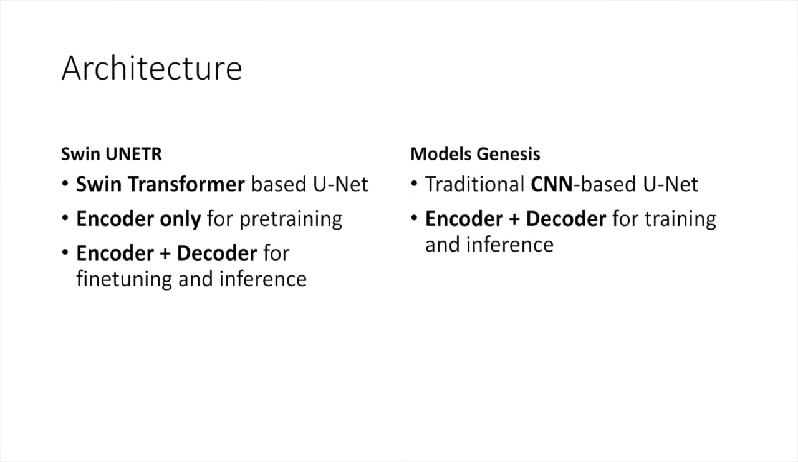After introducing the transformations and tasks, let's take a look at the specific architectures of the 2 models. Swin UNETR adopts a Swin transformer-based UNet, whereas Models Genesis uses a traditional CNN-based UNet. In addition, for Swin UNETR, pre-training involves solely training the encoder, and the decoder is trained and used only during fine-tuning and inference. However, Models Genesis trains and uses both encoder and decoder, regardless of whether the model is going through the pre-training or the fine-tuning and inference stage.